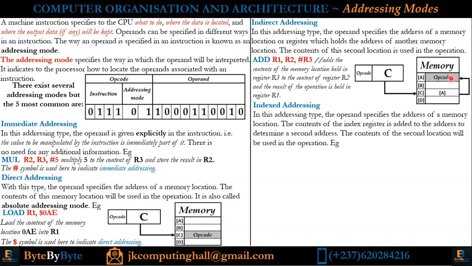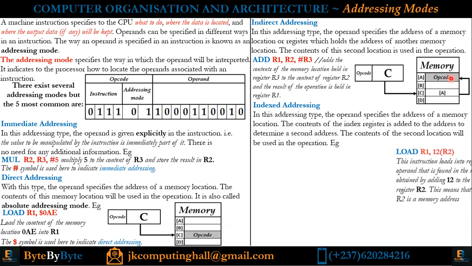We have indexed addressing. In this type of addressing, the operand specifies the address of a memory location. The content of the index register is added to the address to determine a second address. The content of the second location will be used in the operation. So here, in contrast to indirect, where I have an address bringing me to another address, here I am using a particular value stored in the index register. I add it to the content of the address specified in the operand, and that gives me a new address.